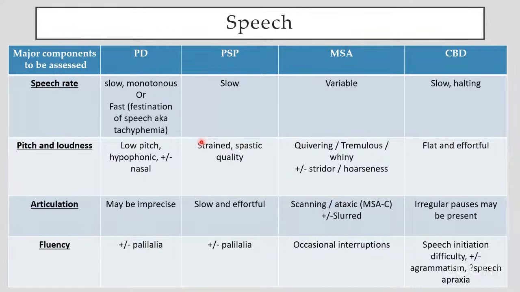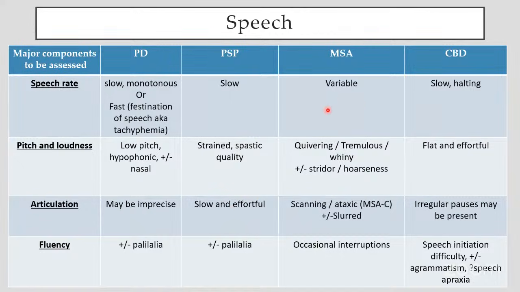For the speech, in PD patients, usually it is a slow, monotonous speech, or it can be a fast, festinant speech. The pitch will be very low, hypophonic. In fact, it is the most common presentation, and articulation may be imprecise and may or may not have palilalia. In PSP patients, it is slow with a strained quality, and as they have pseudobulbar palsy, they may have a spastic quality. It is a slow, effortful speech.